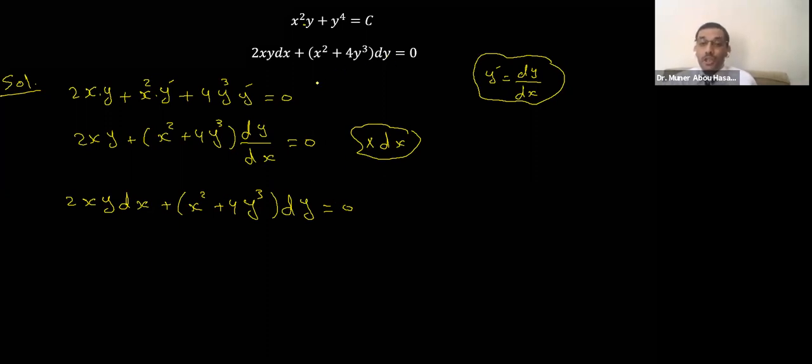I call this function an implicit solution because you can't find y alone on the left with only x on the right-hand side. But in the first example which I did, I can find y alone on the left-hand side and my right-hand side contains only x. So this is the differential equation, and that means this relation is a solution for this differential equation. Okay, any question here?